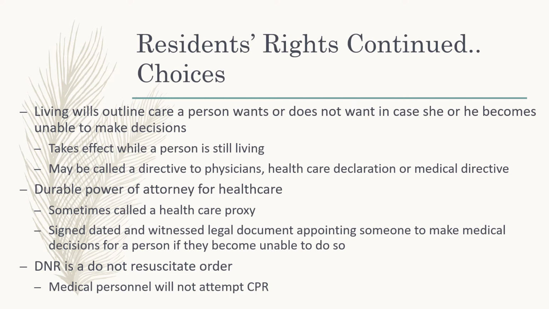Durable power of attorney for healthcare is sometimes called a healthcare proxy. It's a signed, dated, and witnessed legal document appointing someone to make medical decisions for a person if they become unable to do so. Now notice, this is only if they become unable to do so. A DNR is a do not resuscitate order. Medical personnel will not attempt CPR. It's a tool that helps medical providers honor their wishes about care.